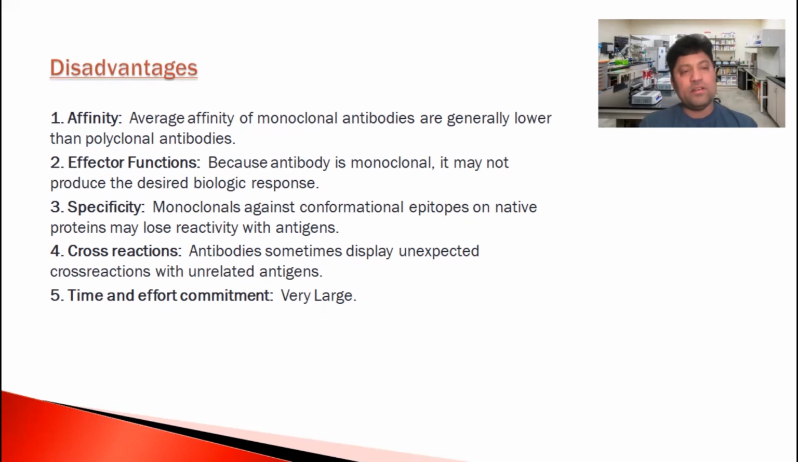There are five disadvantages. First one is affinity. The average affinity of monoclonal antibodies is generally lower than that of polyclonal antibodies. Effector functions: because the antibody is monoclonal, it may not produce the desired biological response. The third one is specificity. Monoclonal antibodies that work against conformational epitopes or native proteins may lose reactivity with the antigen.